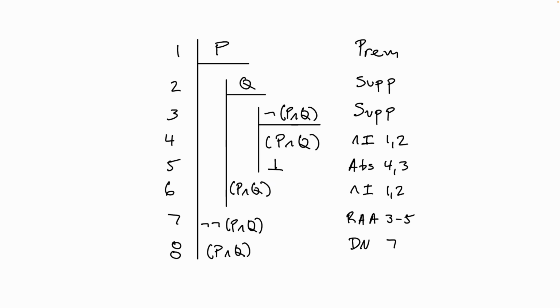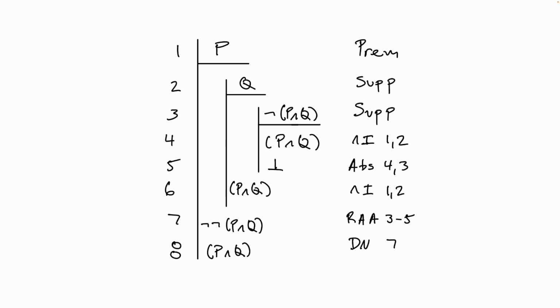Then we close the subproof that begins with Q, so we're back to the original column of reasoning, and we appeal to the reductio rule and the subproof that begins with not P and Q and ends with absurdity to derive not P and Q, from which we then derive P and Q.